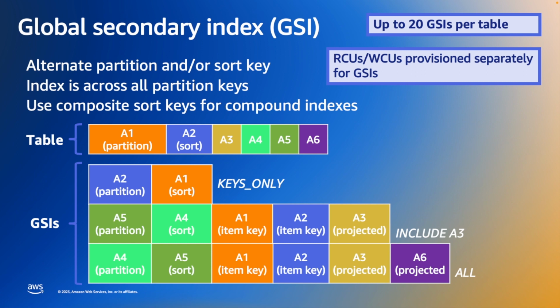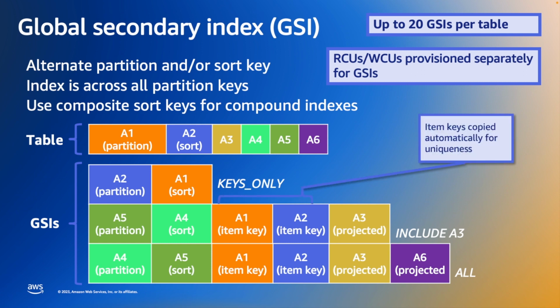Now, you can have up to 20 GSIs per table. That is a soft limit. We'll touch on that in a little bit. Oh, and by the way, whenever you construct these indexes, you can choose whether you copy just the keys, meaning the primary keys of the base table, in the index. You can choose whether to include attributes by name, or you can choose to project all attributes. So keys only, or specific attributes to include, or all.